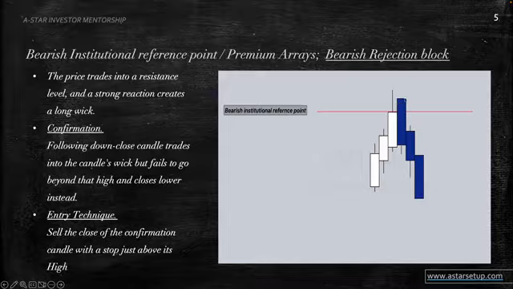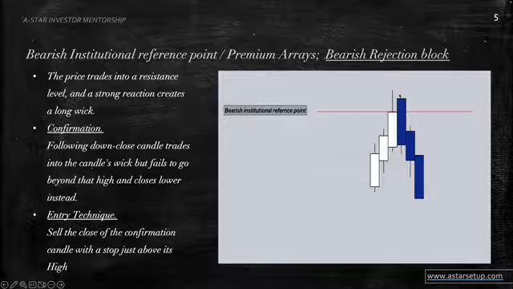My concept is that with this rejection block, we've already mitigated the sell orders that were in that long wick. Price ought not to go any higher if the intention for the move is truly bearish.